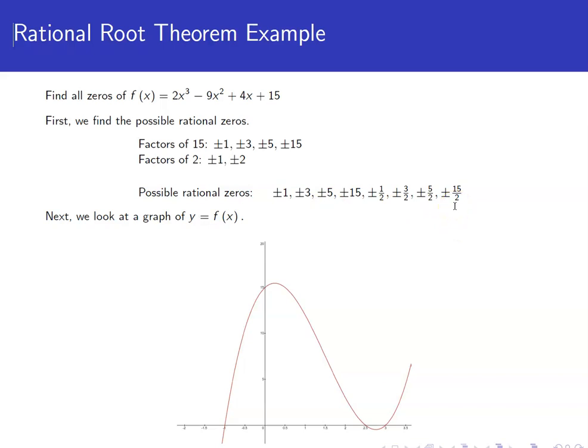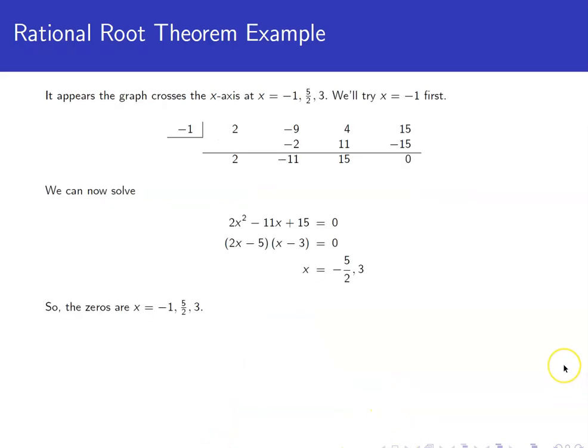So we'll use a graph to help us figure out which ones we might want to test. So here's a graph, and again, we're just interested where it crosses the x-axis. I'm not interested in the actual shape of it here. Looks like it crosses the x-axis at -1, at 2.5, and 3.